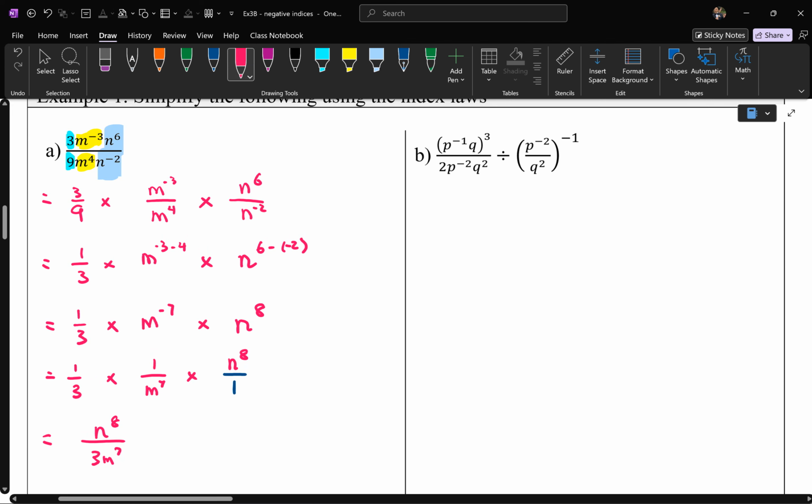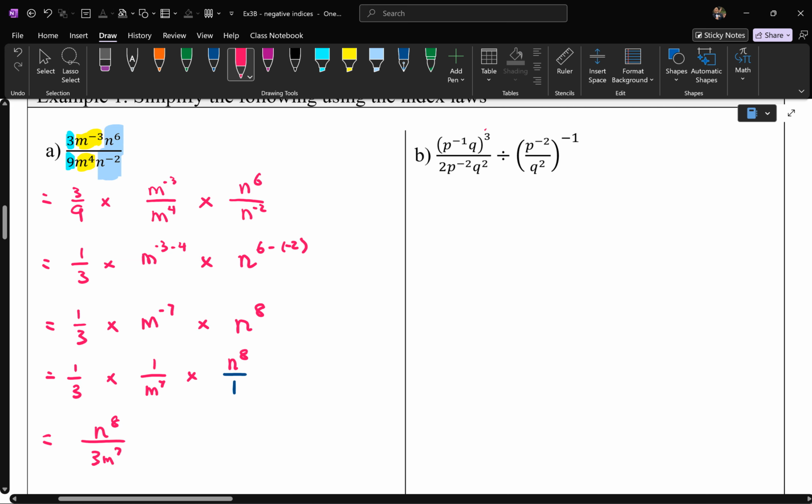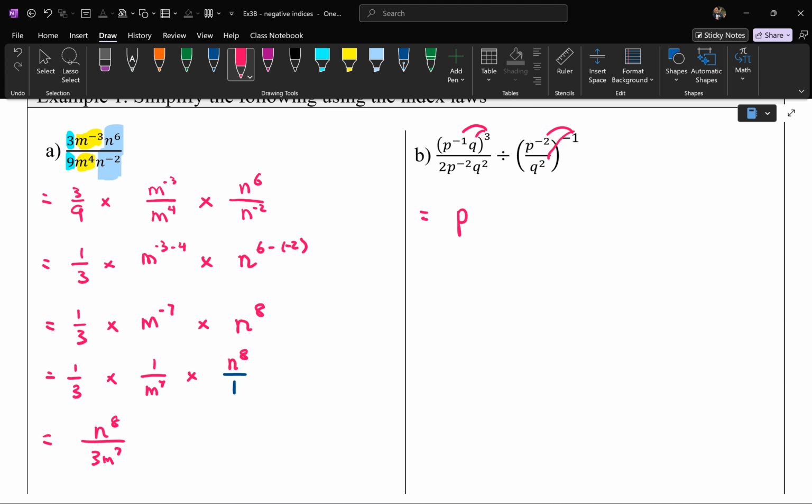Here we go. Get rid of all the brackets first. This is where rule number 3, rule number 4, rule number 5 is good. Break it all apart. 3 times the powers and then -1 times the powers. So you should have p^-3 q^3 all over 2p^-2 q^2, divided by p^2 and q^-2. Okay, so I get rid of all the brackets.